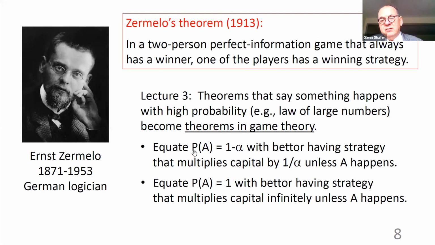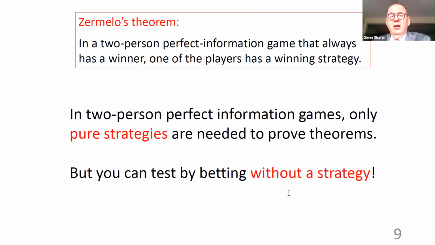So that's some of the theorems involve showing that a certain event has high probability. Others involve games that go on infinitely, where we can sometimes prove that certain events have probability 1, meaning the bettor can multiply their capital infinitely unless the event happens. So that's the general idea of how we fit into game theory.